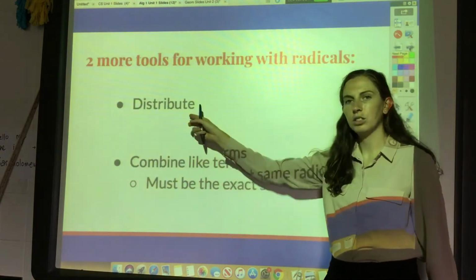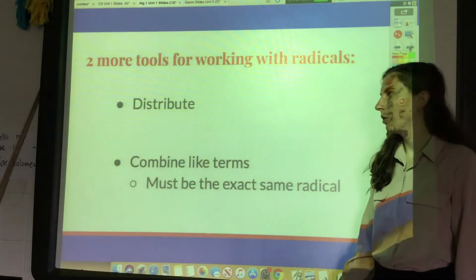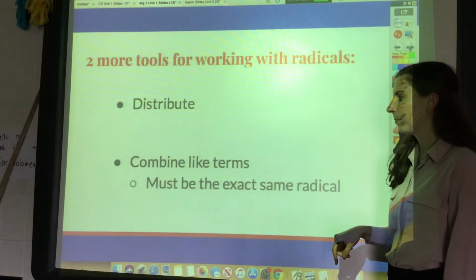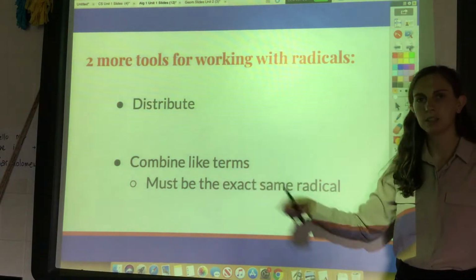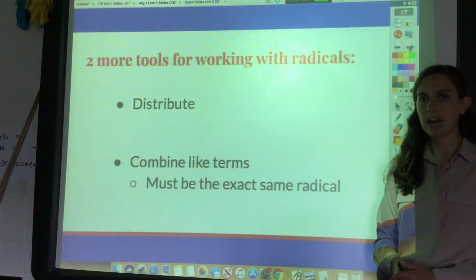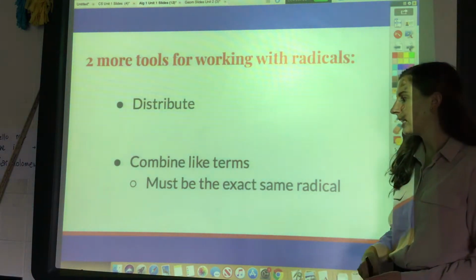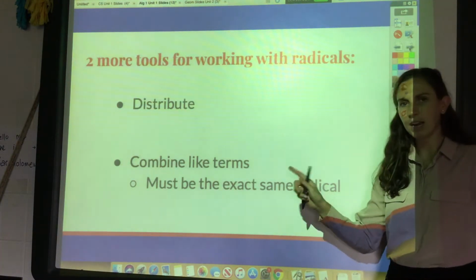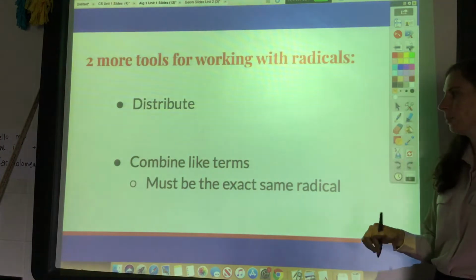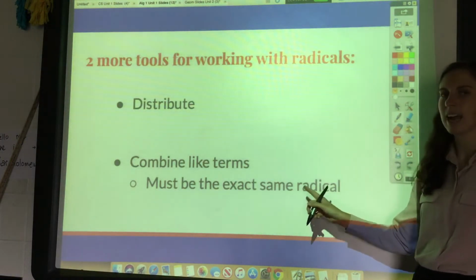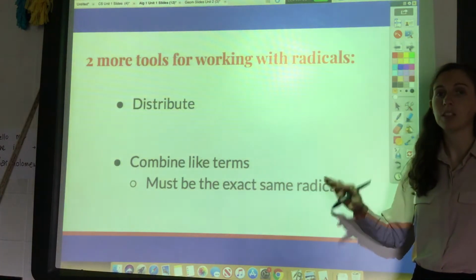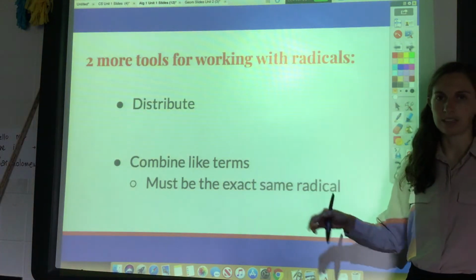The first one is distribute. Like any number, you always want to distribute anything in front of parentheses, and then combine like terms. Just like you've done with algebra so far, anytime you have like terms, you want to combine them. With radicals, to be like terms, they have to have the exact same radical. And if there are variables, they still have to have the same variables with the same exponents.